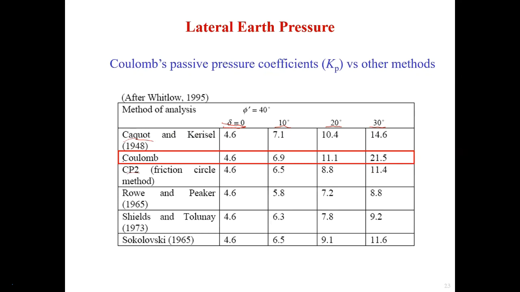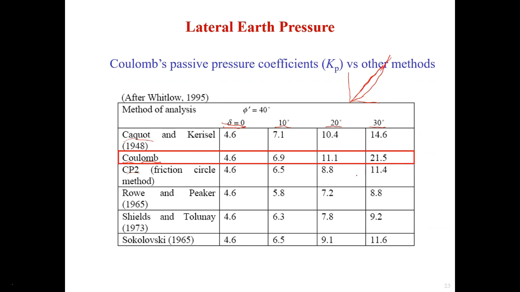So this is Coulomb's method. Coulomb's method overestimates the passive resistance due to neglecting the curvature of the failure surface. Remember that one. It assumes just a straight failure plane, but actually it's roughly a curved shape. All the other researchers have considered a more reasonable failure plane, so they have more accurate values.